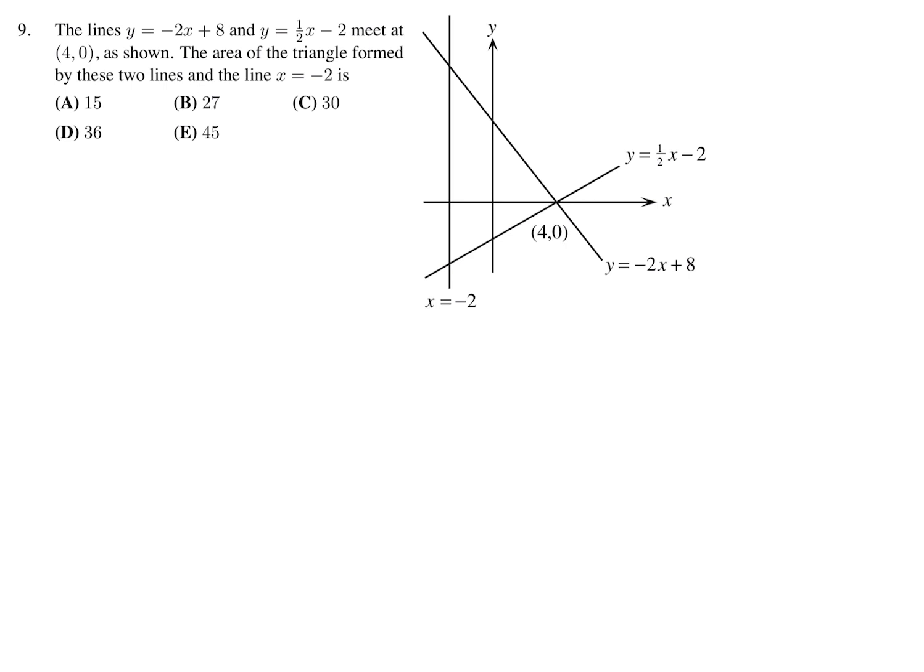The lines y equals negative 2x plus 8 and y equals x over 2 minus 2 meet at (4, 0), as shown. The area of the triangle formed by these two lines and the line x equals negative 2 is. So the area of that triangle is that triangle right there that I just drew in blue. So we've got some clues so far. This is (4, 0) right here. So this is the origin.